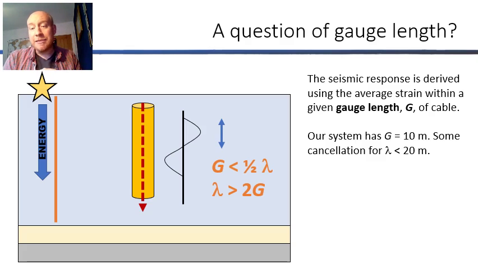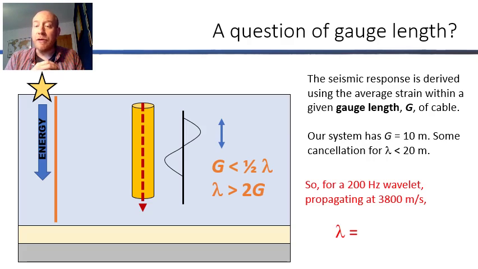What we had was a system with a gauge length of 10 meters, which means that there's probably going to be some cancellation for any wavelength components shorter than 20 meters. So what we saw was wavelets with a 200 Hz dominant frequency. They're propagating at 3,800 meters per second, and that means that the dominant wavelength is 19 meters. So we could probably expect that we are doing some damage to the high frequency components in our data.